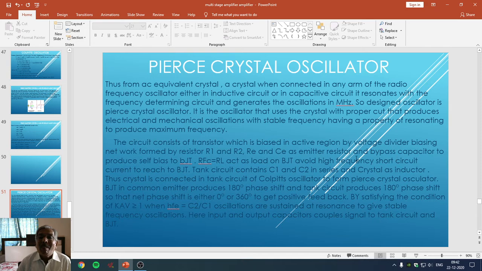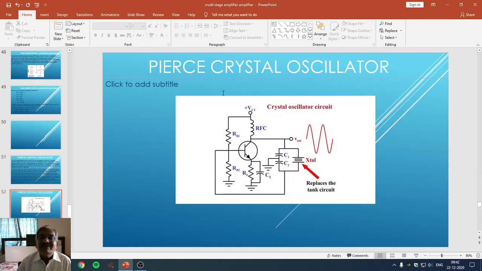Basically, the Pierce crystal oscillator is represented here. We have considered a Colpitts oscillator circuitry which we already studied, and we have replaced the inductance by a crystal that undergoes the piezoelectric effect. We have studied its equivalent circuit just now, and the same crystal we are using in the tank circuit of the Colpitts oscillator. Friends, remember this circuit is the same as that of the Colpitts oscillator.